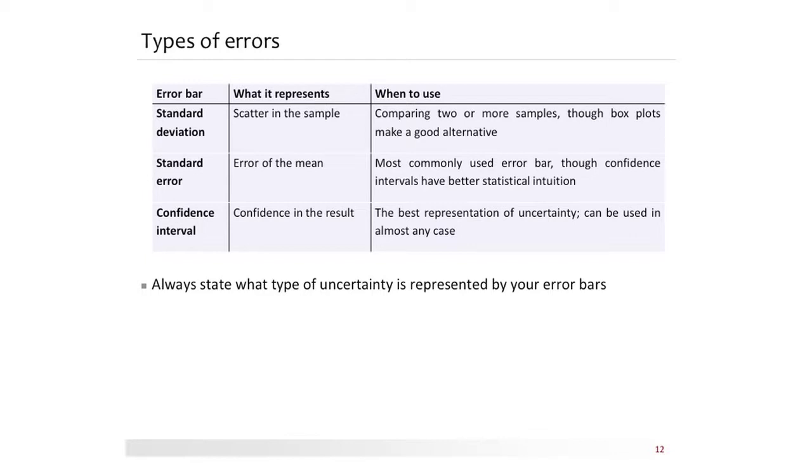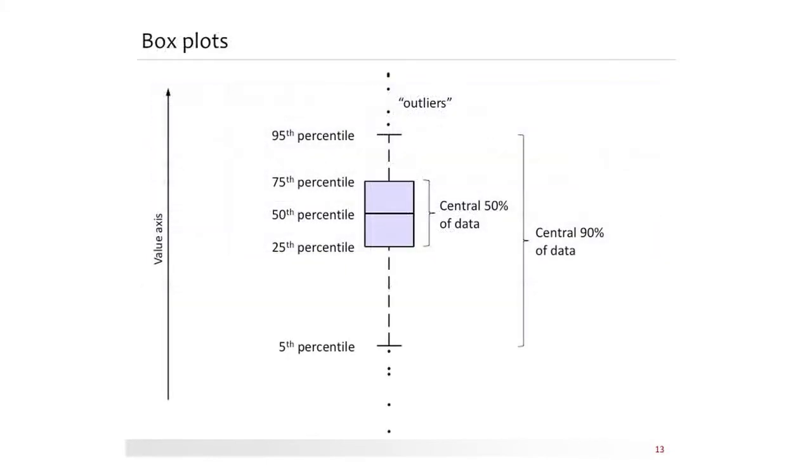Standard error is used very often, and it's the error of the mean. As I said, it's the most commonly used error bar, though I think personally that confidence intervals are actually better because they give you some statistical intuition. A confidence interval gives you confidence in the result, and it's probably the best representation of uncertainty. And always state what type of uncertainty you are either quoting or plotting. That's very important.